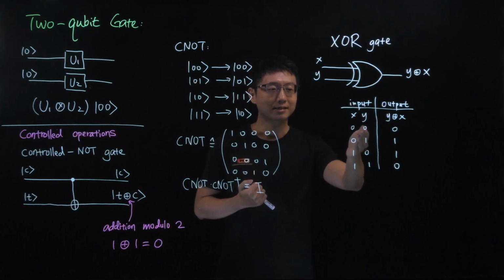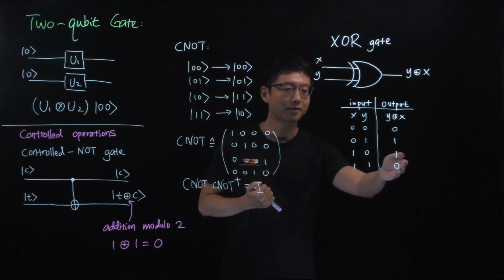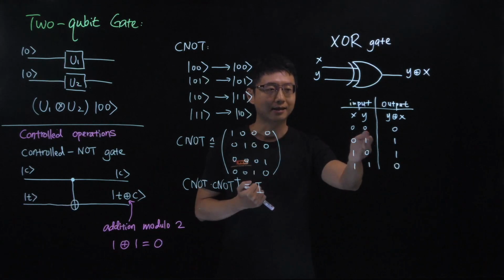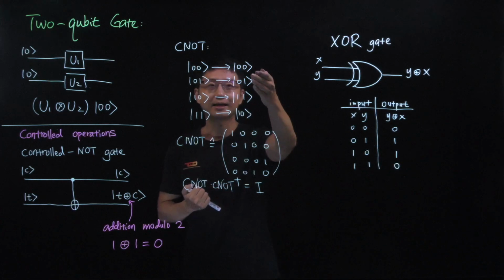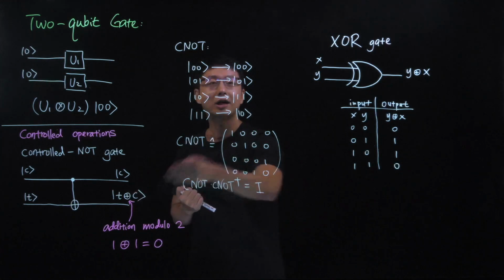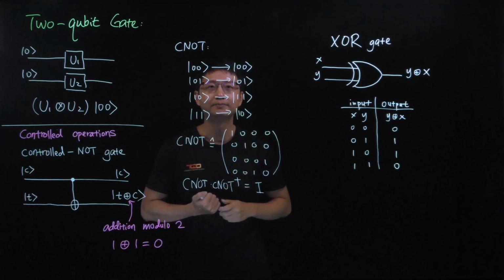If both of the inputs are 0 or both are 1, then the output is 0. However, if one of them is 0 and the other one is 1, then the output is 1. So this 0, 1, 1, 0 is exactly what we can see for the output for the target qubit, 0, 1, 1, 0 over here.